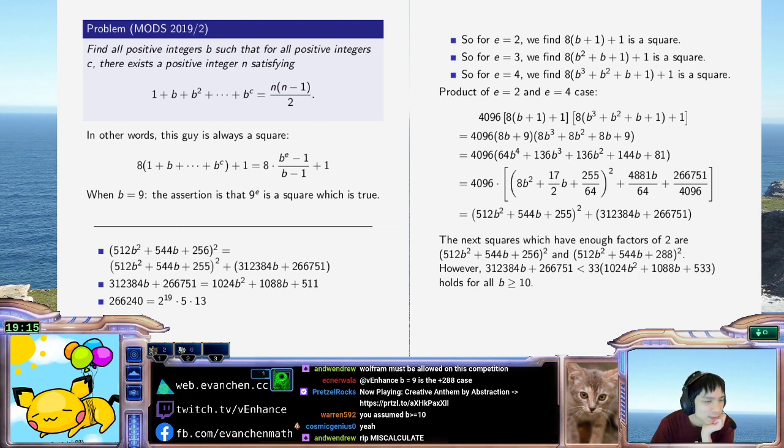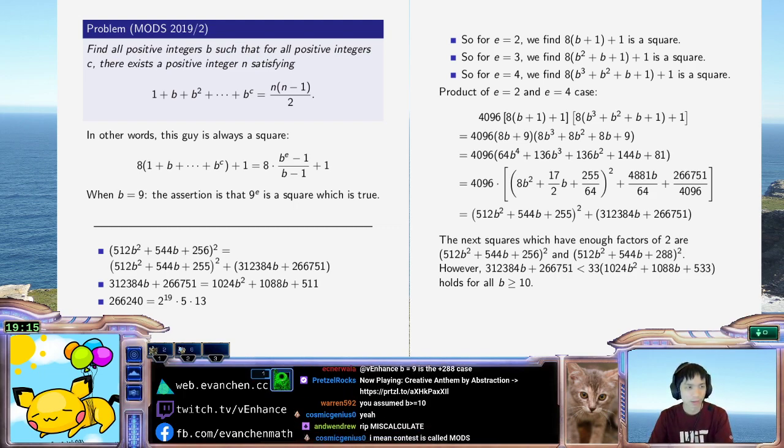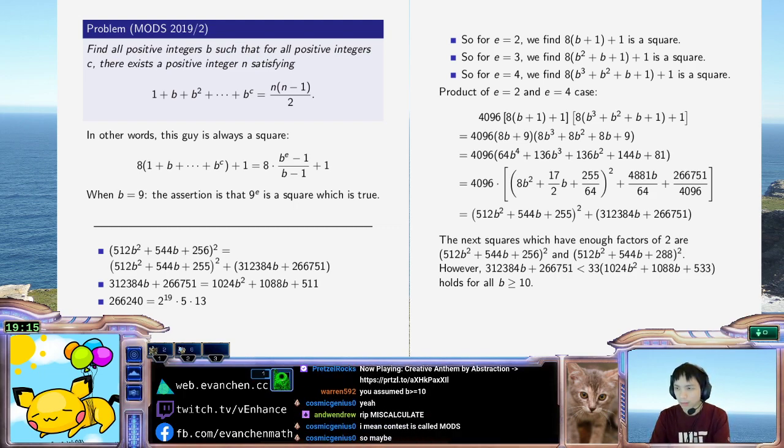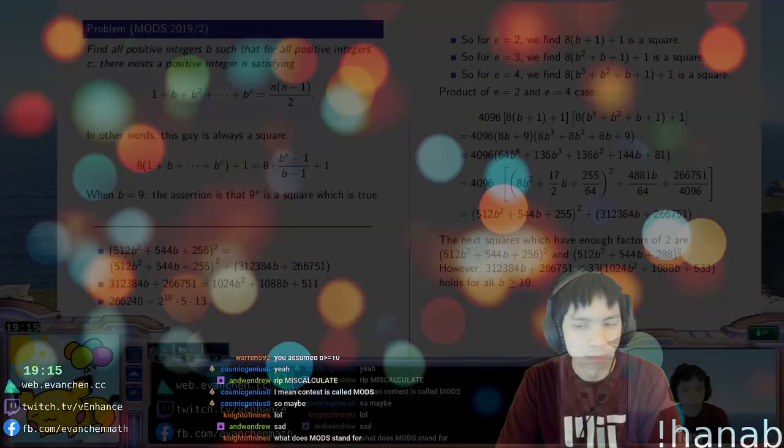So I just need to kill off this case. What I'm really hoping is there's a random mod I can take to show this particular equation just doesn't have integer solutions. But I don't think I'm that lucky. Sorry, 2 to the 19 is wrong. I meant 2 to the 12.